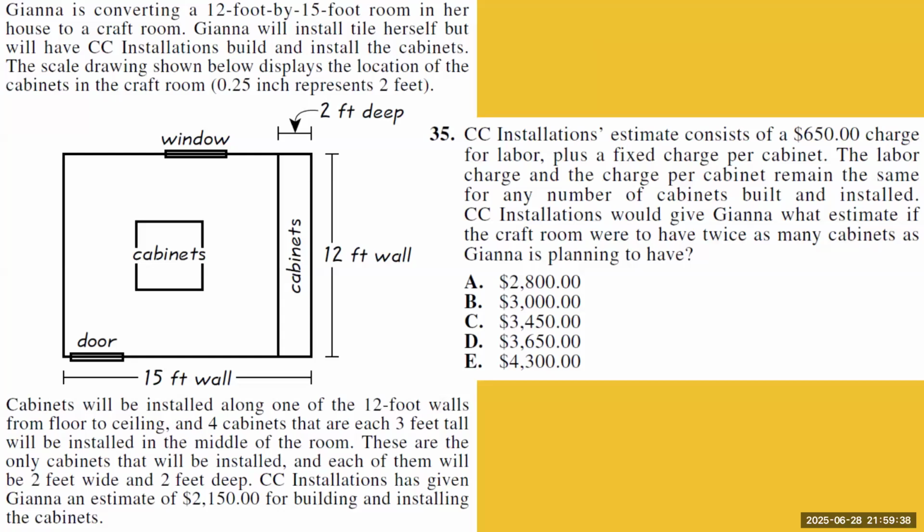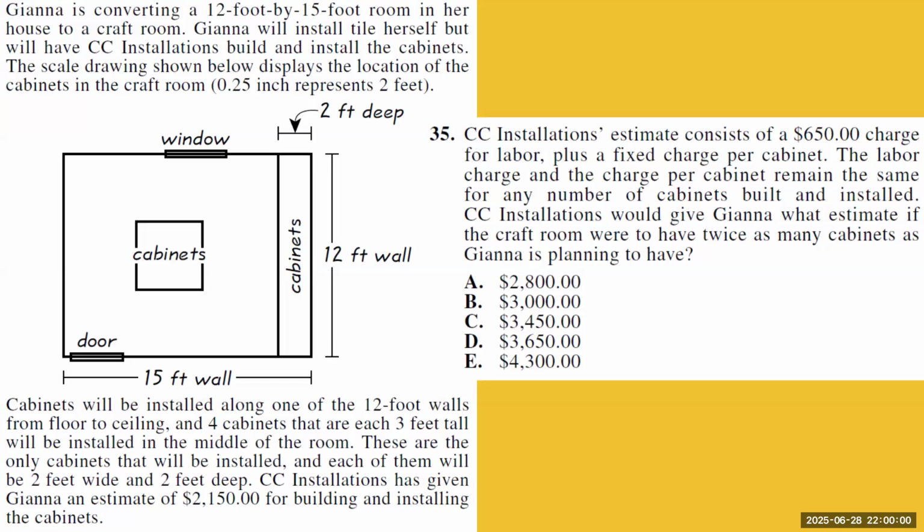Cabinets will be installed along one of the 12-foot walls from floor to ceiling, and 4 cabinets that are 3 feet tall each will be installed in the middle of the room. These are the only cabinets that will be installed, and each of them will be 2 feet wide and 2 feet deep. CC Installations has given Gianna an estimate of $2,150 for building and installing the cabinets.